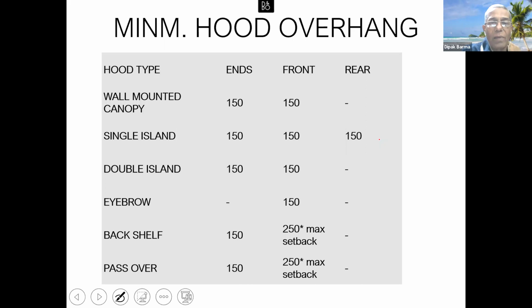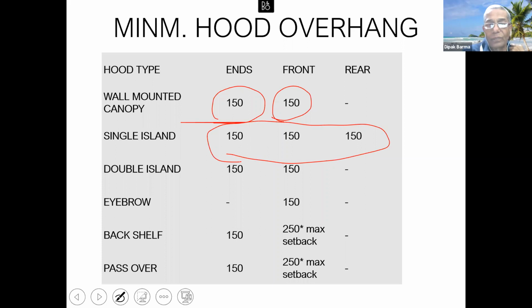With a wall-mounted canopy, we need at the ends minimum 150 and in the front 150. That means 6 inches of overhang at the ends, both ends, and 6 inches of overhang in the front. Backside is in any case a wall, right? For the single island, you require 150 all round. Double island also same way, 150 all round. These are the minimum levels. Eyebrow is again 150 overhang. Back shelf type is again 150 overhang.